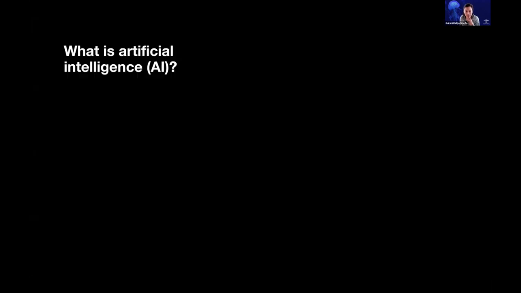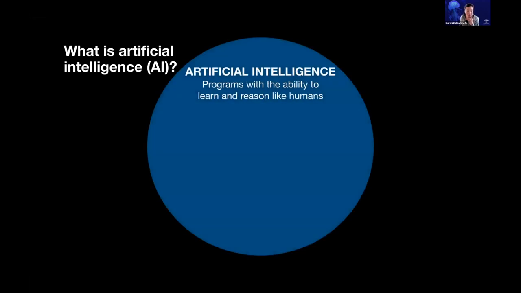And so I first want to give a very, very high level definition of things so we can all agree on some terms. First, artificial intelligence is this massive umbrella term that describes really just programs that have the ability to learn and reason like humans. Very, very high level, broad reaching definition.